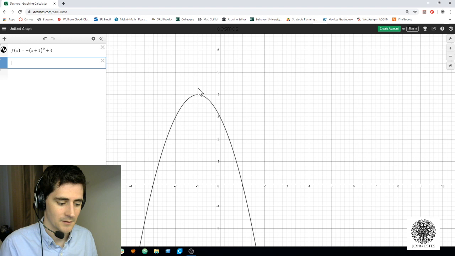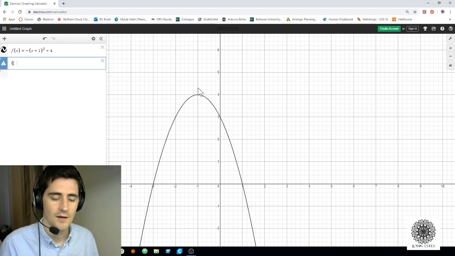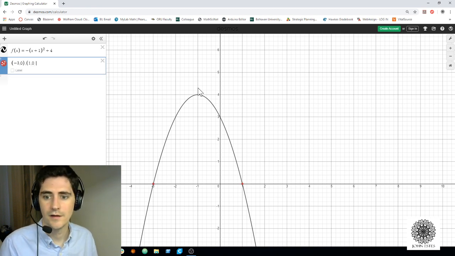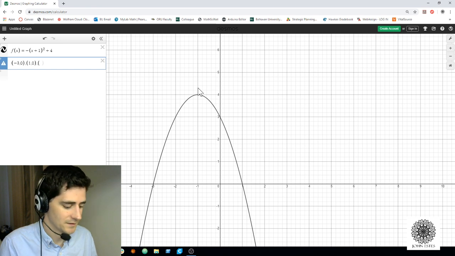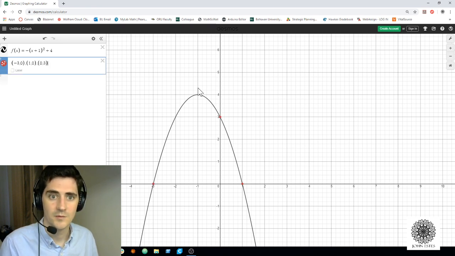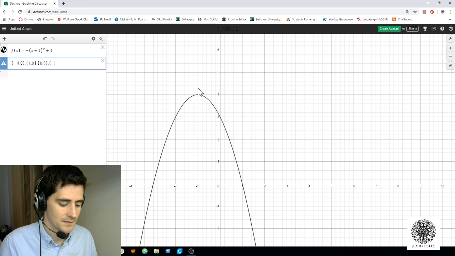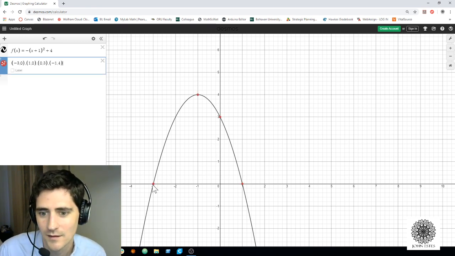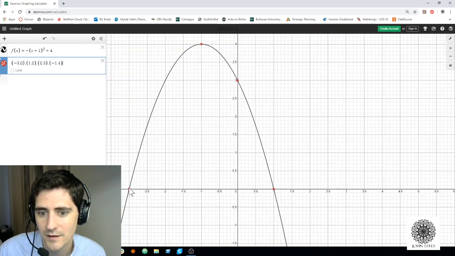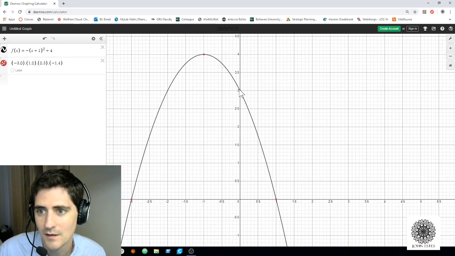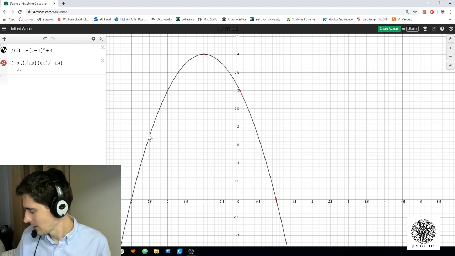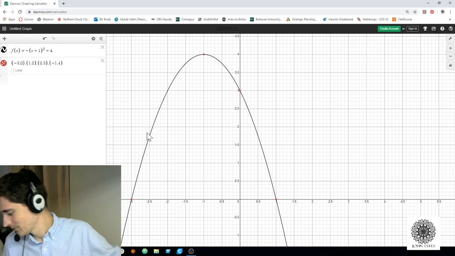Now notice, let me highlight, we said that we had x-intercepts at negative 3, 0, comma 1, 0. That was our x-intercepts. We had a y-intercept at 3, so that'd be 0, comma 3. And we had a vertex at negative 1, comma 4. And look at those red dots. Can you see them? There's my intercept, intercept, intercept, vertex. We got it. We nailed this thing. All right, I hope that makes sense.